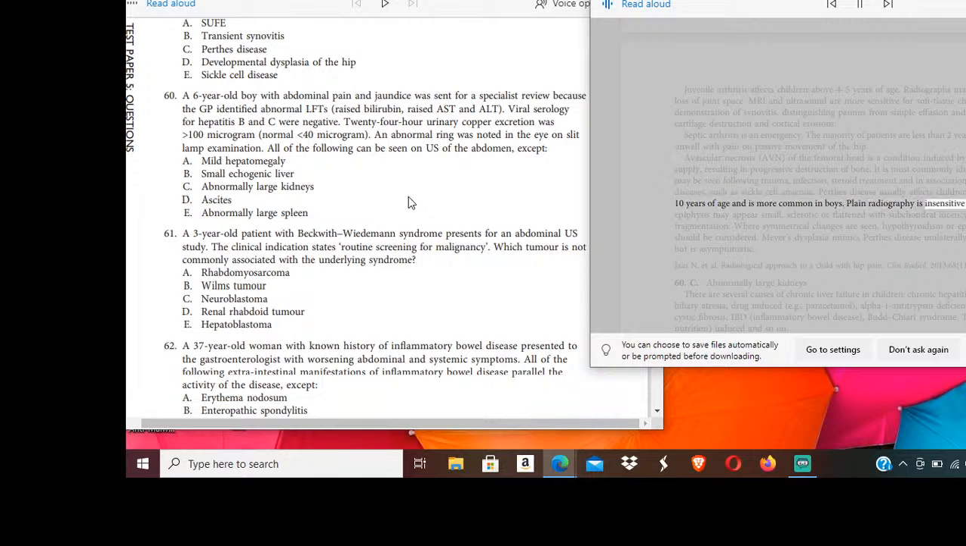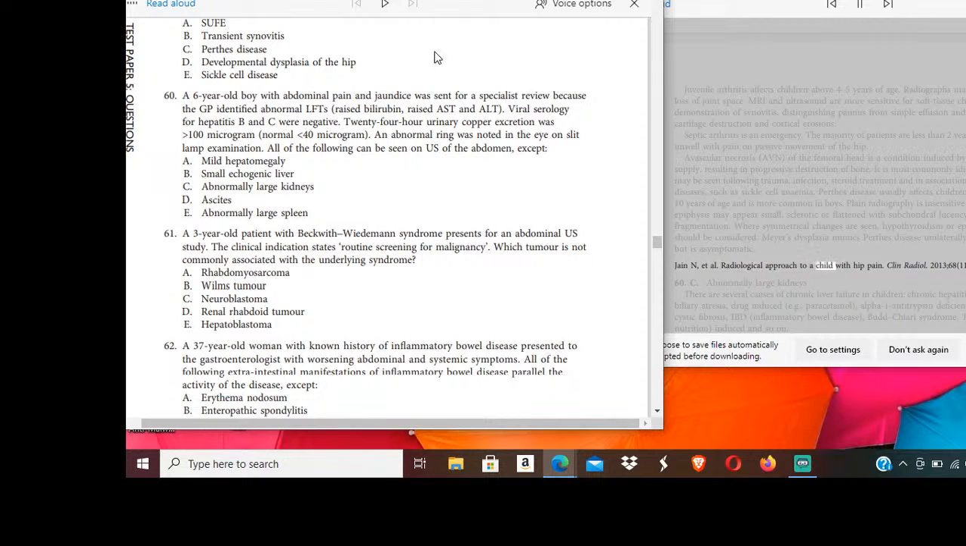Plain radiography is insensitive at early changes. The epiphysis may appear small, sclerotic or flattened with subchondral lucency or more marked fragmentation. Where symmetrical changes are seen, hypothyroidism or epiphyseal dysplasia should be considered. Meyer's dysplasia mimics Perthes disease unilaterally by appearance but is asymptomatic. Jane N. et al. Radiological approach to a child with hip pain.